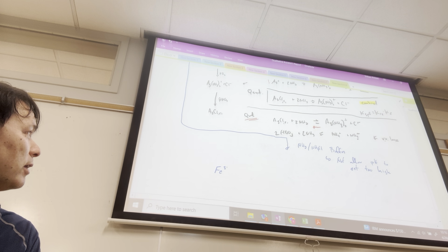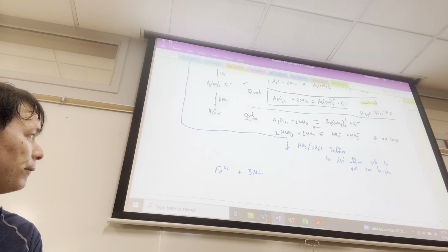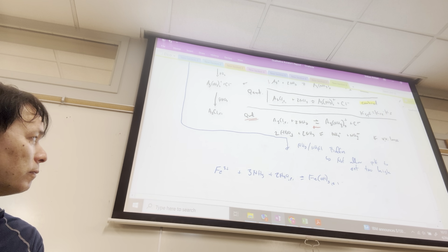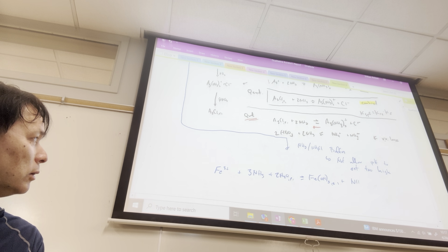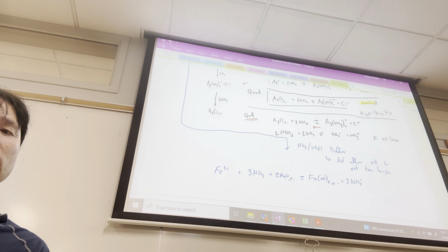So for example, we have iron 3+, aluminum 3+, and chromium 3+. And normally this takes 3 ammonias and 3 waters to precipitate out iron 3 hydroxide, solid. And the product of this will be ammonium. We'll form 3 ammoniums here.